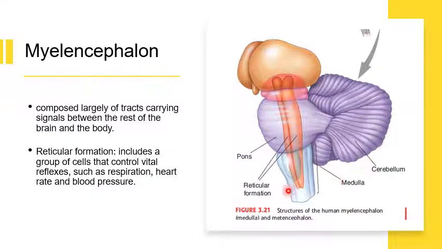So in this picture, you can see the medulla, also called the myelencephalon. This is composed largely of tracts carrying signals between the rest of the brain and the body. And if you notice, inside the medulla there's a reticular formation, this one. This includes a group of cells that control vital reflexes such as respiration, heart rate, and also blood pressure. These functions are mainly controlled by the autonomic nervous system.